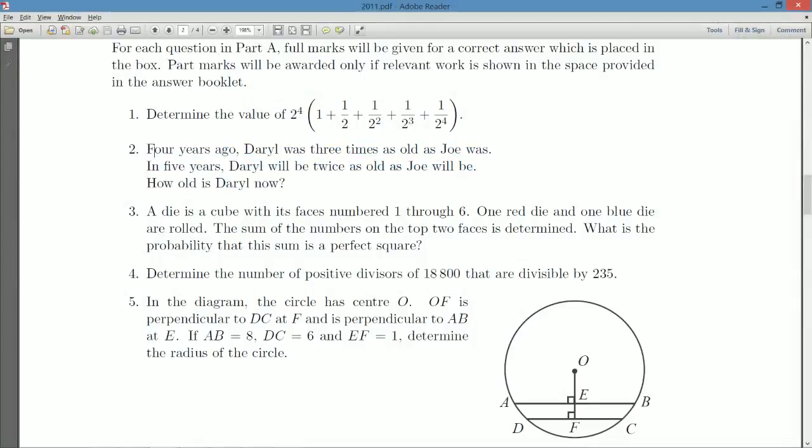But either way, 4 years ago, Daryl was 3 times as old as Joe. In 5 years, he'll be twice as old as Joe will be. How old is Daryl now? We have solved the question. Daryl is currently 31. Okay.